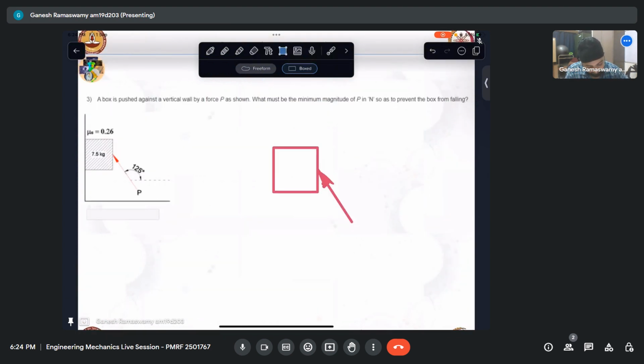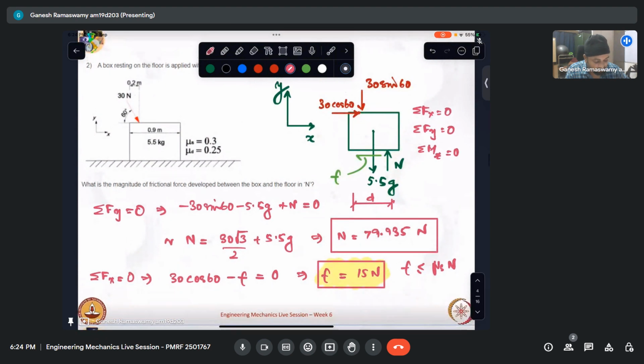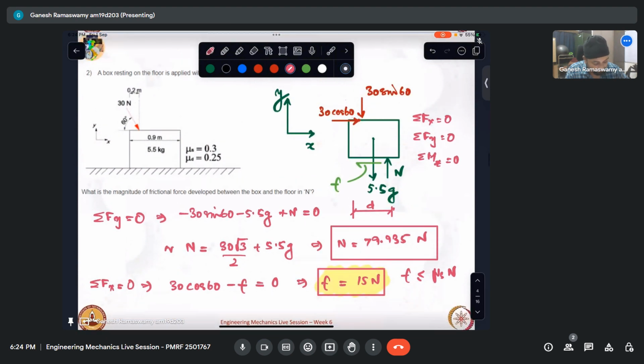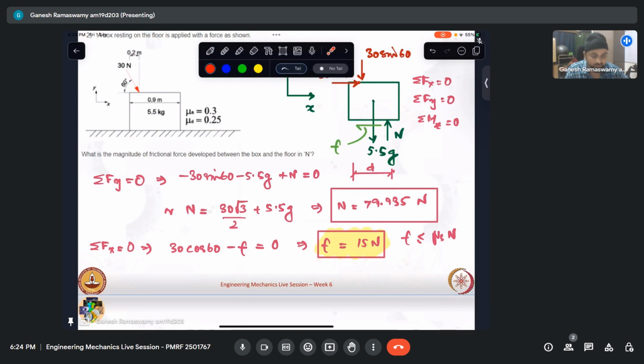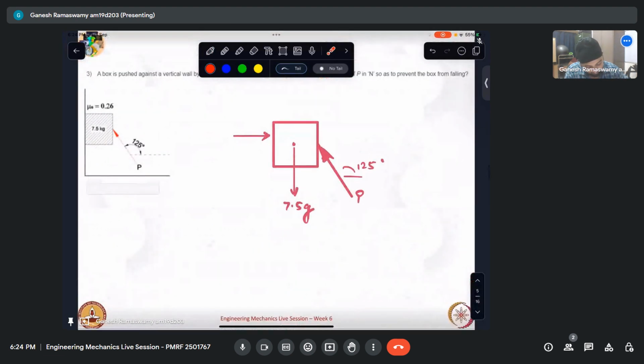Okay. Now for the free body diagram, I know this is 7.5 g, which is the weight. This is P, and this angle is given to be 125 degrees. Since this is being pushed against the wall, I'll have a normal reaction. Let me not put it passing through the centroid, let me put it somewhere over here. Oh, by the way, in the previous question, we didn't calculate D. So we'll look at it after this problem.